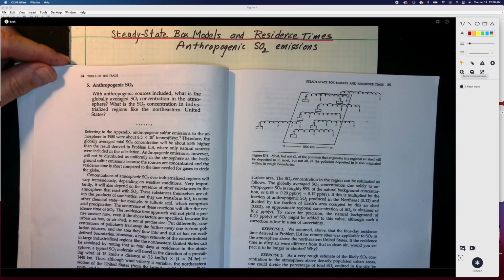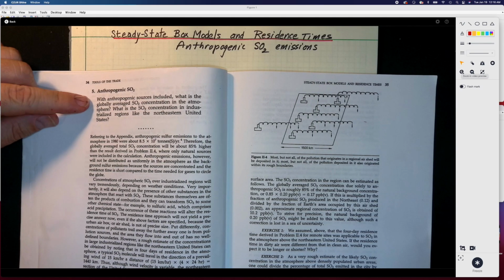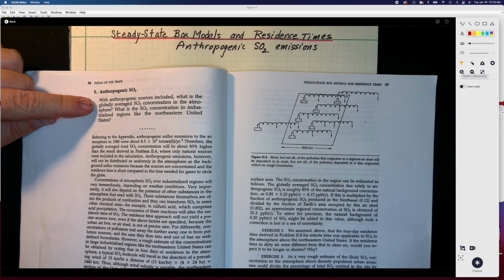Okay, so that was an example of using a divide and conquer hierarchical tree to organize the calculations for a problem that's a little bit more involved. All right, the last problem we're going to do from this chapter is the one on anthropogenic sulfur dioxide emissions. So in the last problem, we looked at the natural emissions and calculated the residence time for sulfur dioxide in the atmosphere, and we got a number of around 4 days.